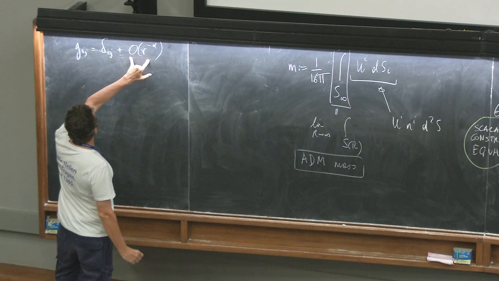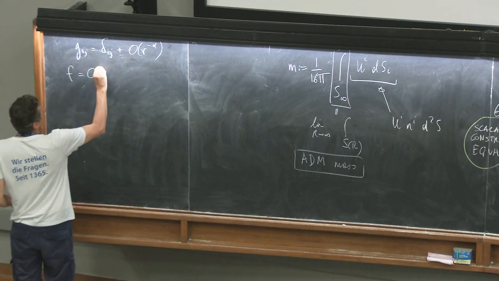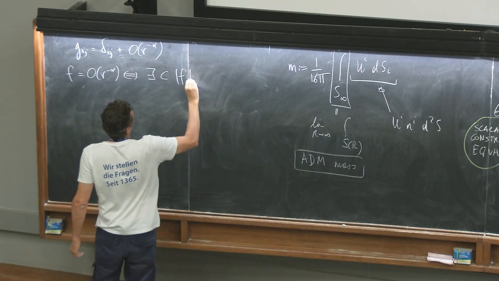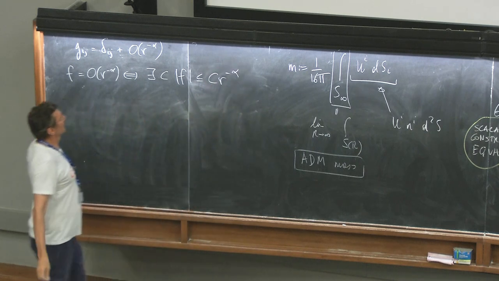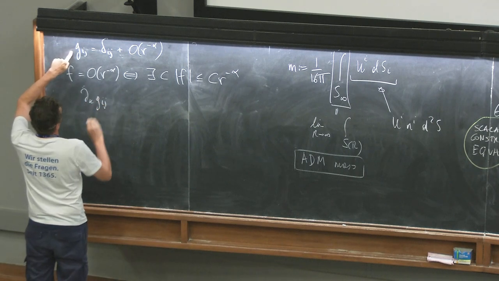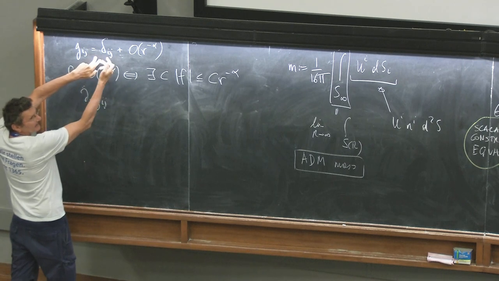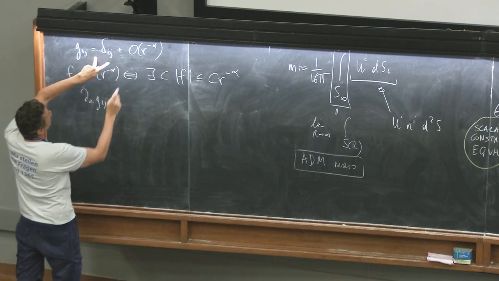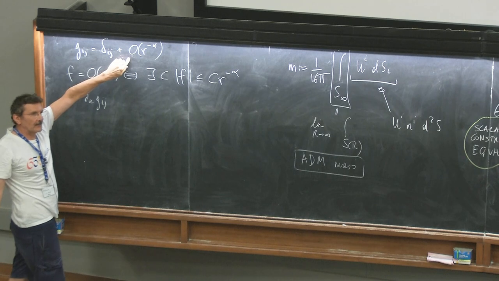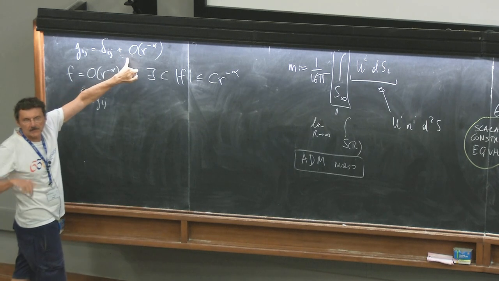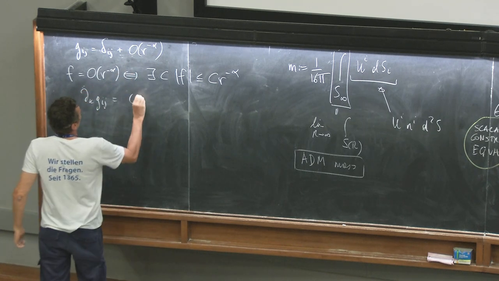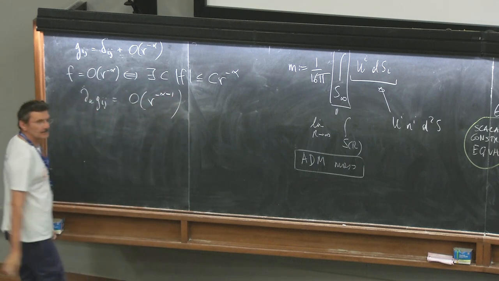For the physicists in the room, let me remind you that f is O(r^(-alpha)) means that there exists a constant C so that f is smaller than C r^(-alpha), okay? So that's what I mean here. And if you assume then that the derivative of the metric, well, delta_ij is the canonical delta, these are zeros, so this is going to be the derivative of the correction terms, and asymptotic flatness is defined by requiring that the derivatives of fields fall off one order faster than the fields themselves. So that would be O(r^(-alpha-1)), okay?